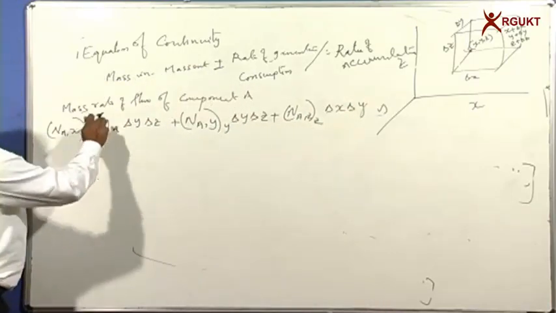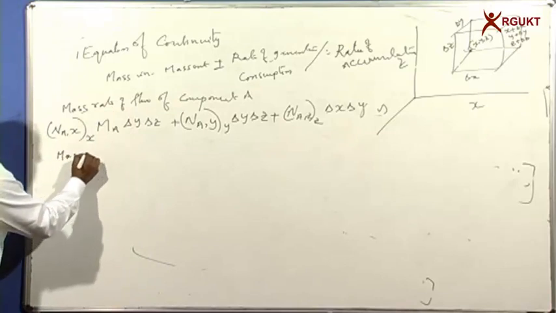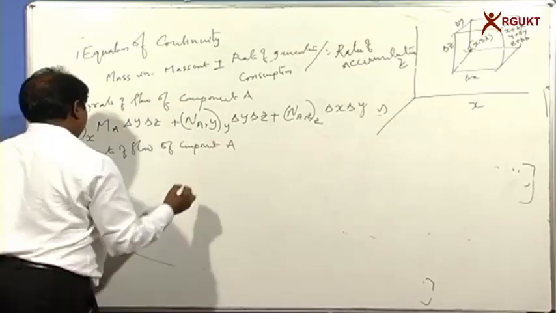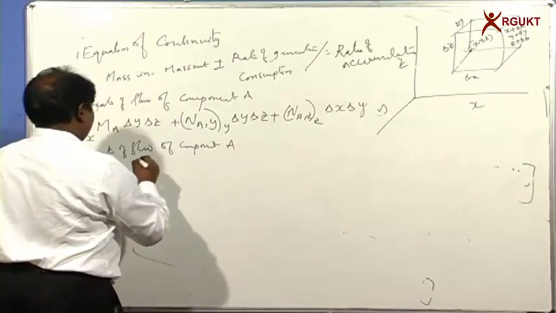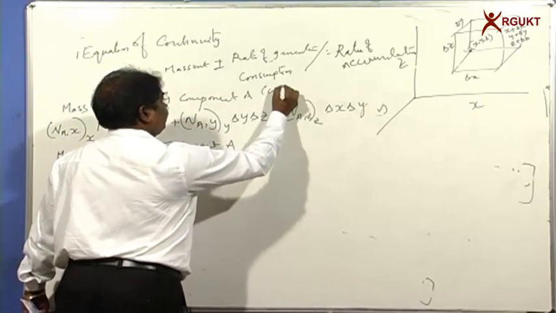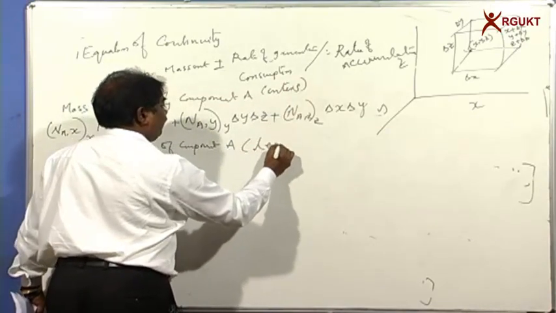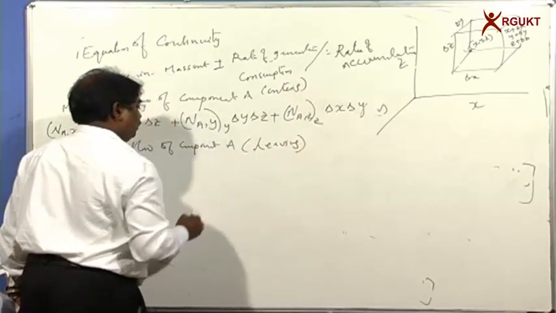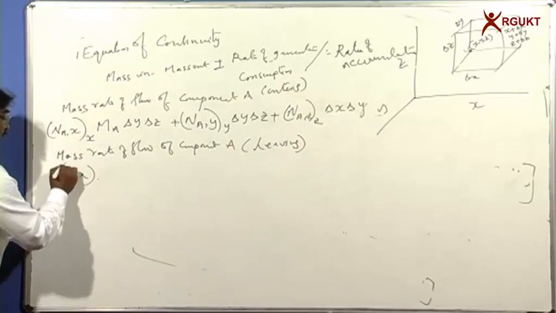This is the mass rate of flow of component A entering, and now the mass rate of flow of component A leaving. So when you talk about the leaving, this is again NAx.